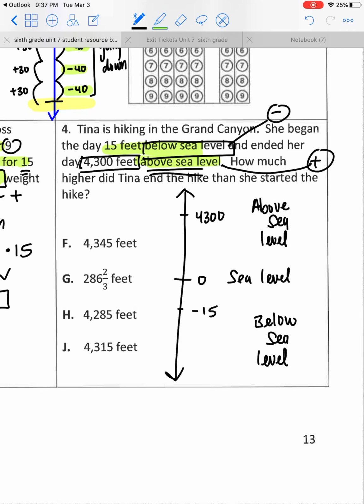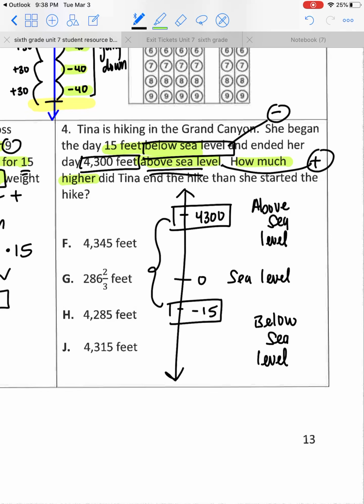So how much higher, that keyword there, when it's asking for how much of this or how many of that, or the difference between, means to literally find the difference between her initial sea level and her final sea level. Basically what we're trying to find is the change of heights between those two sea levels. What was the difference between the heights? What was the change, basically?